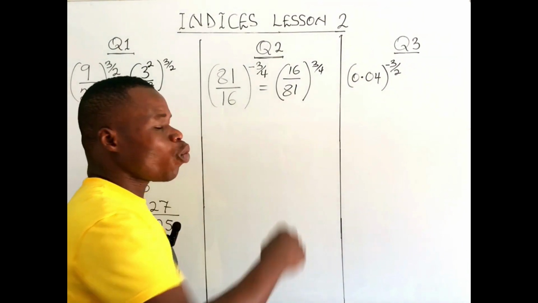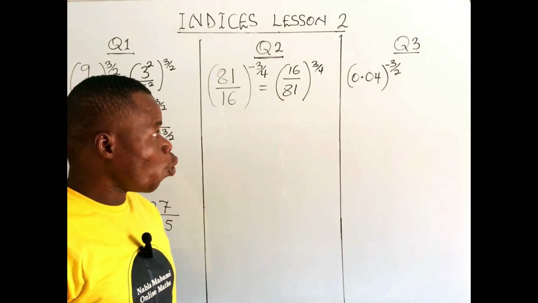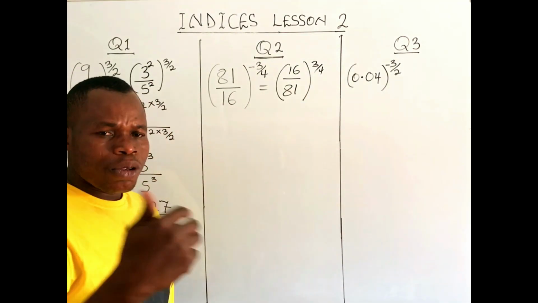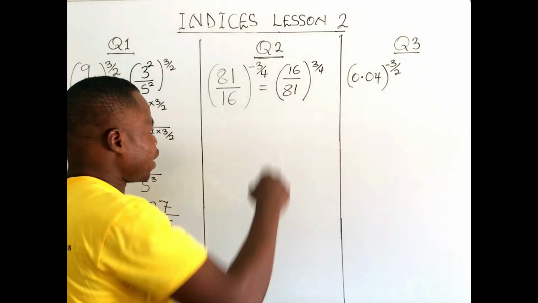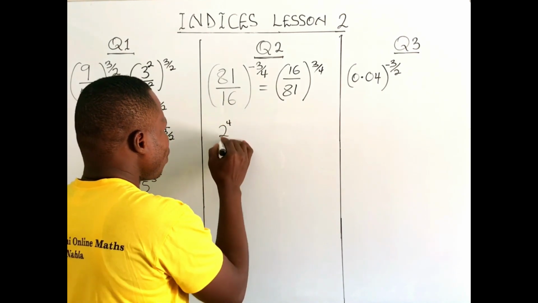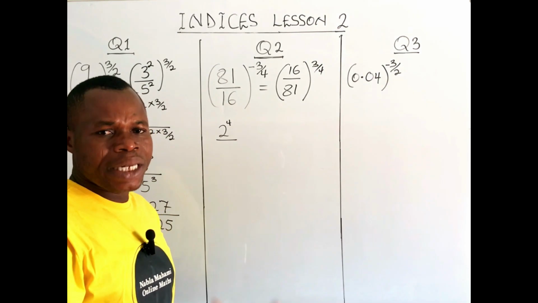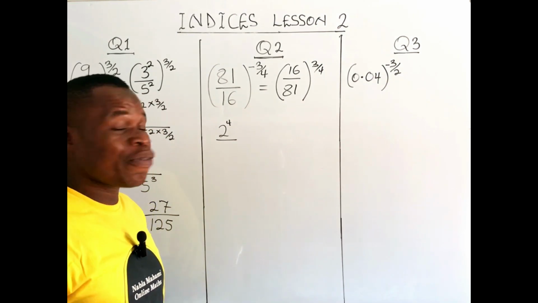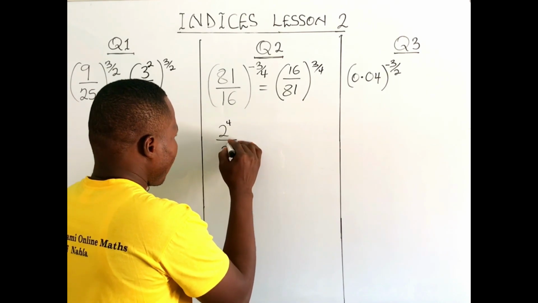And if I take 81, there's a particular number that I can multiply 4 times and I'll get 81. So if I take 16, 2 times 2 times 2 times 2, that is 2 multiplying itself 4 times, will give me 16. So this one will now be 2 to the power 4 over 81. Also means 3 times 3 times 3 times 3. 3 multiplying itself 4 times will give me 81. So here it will be 3 to the power 4.